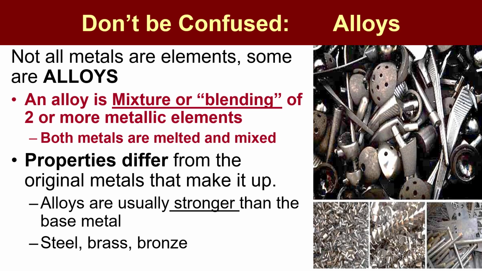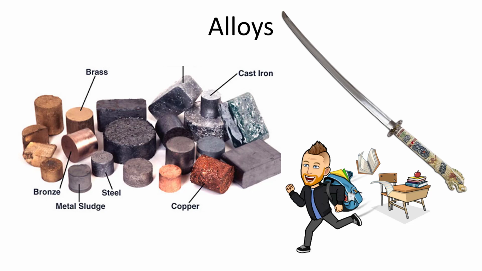Now, why would people make alloys? Well, one of the reasons that they do it is because the properties of the alloy differ from the original metals that make it up. In most cases, they are shooting for a more desirable property. For instance, many alloys are stronger than the base metal that make them up, or are more heat resistant, or even more attractive. My favorite alloy of all is the samurai sword, which you guys can see here.